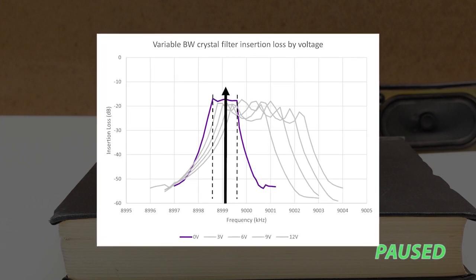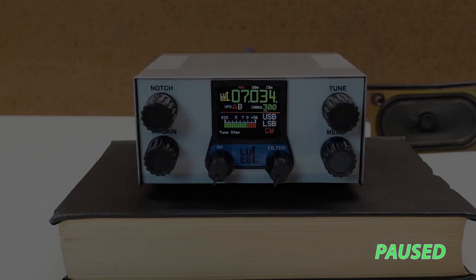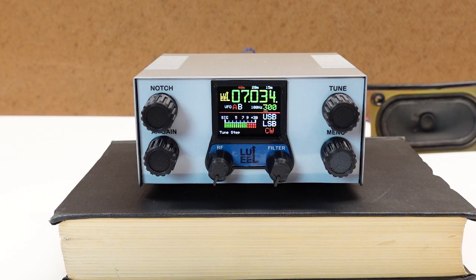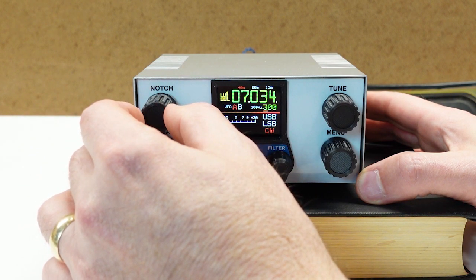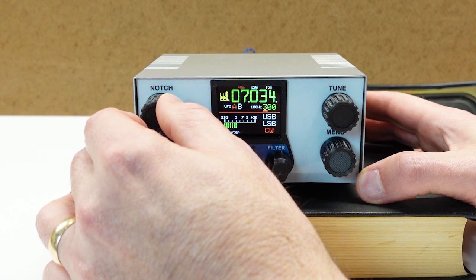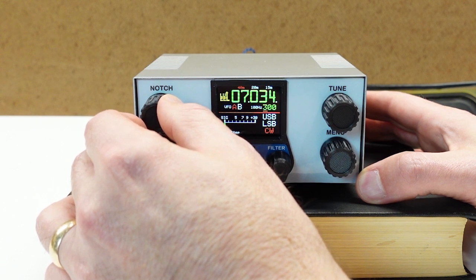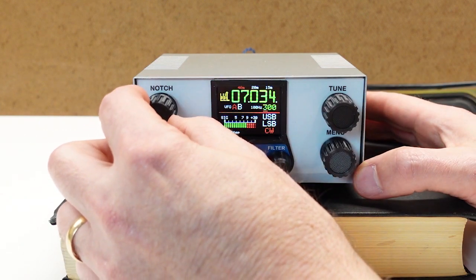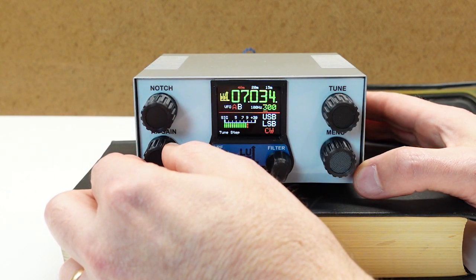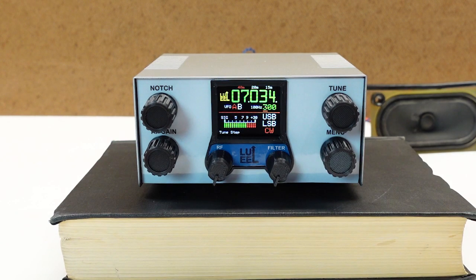By using the notch filter, you can selectively knock down in volume one of the signals to improve your ability to hear another signal. Listen now as I use the notch filter to knock down the strong CW signal and let the weaker ones in the background come through better. It's not perfect, of course, but in crowded conditions it does help quite a bit.